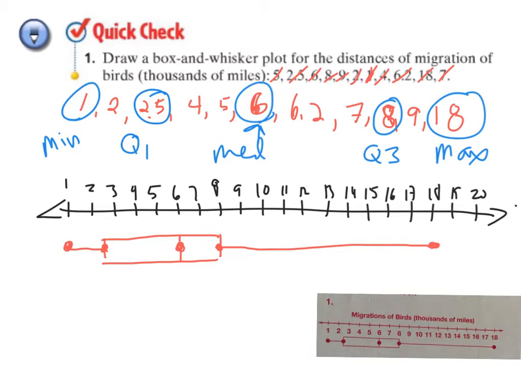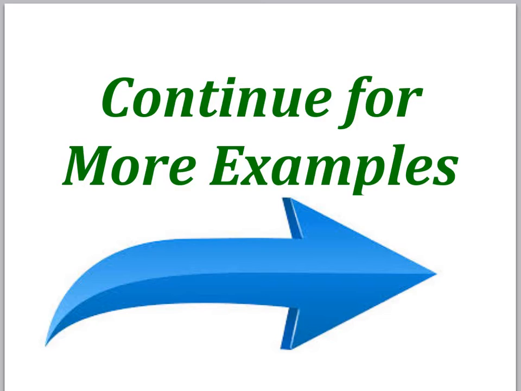Okay, so there you go. Making your own box and whisker plot. If yours is wrong, go back and fix it. I'm watching. Continue for another example.